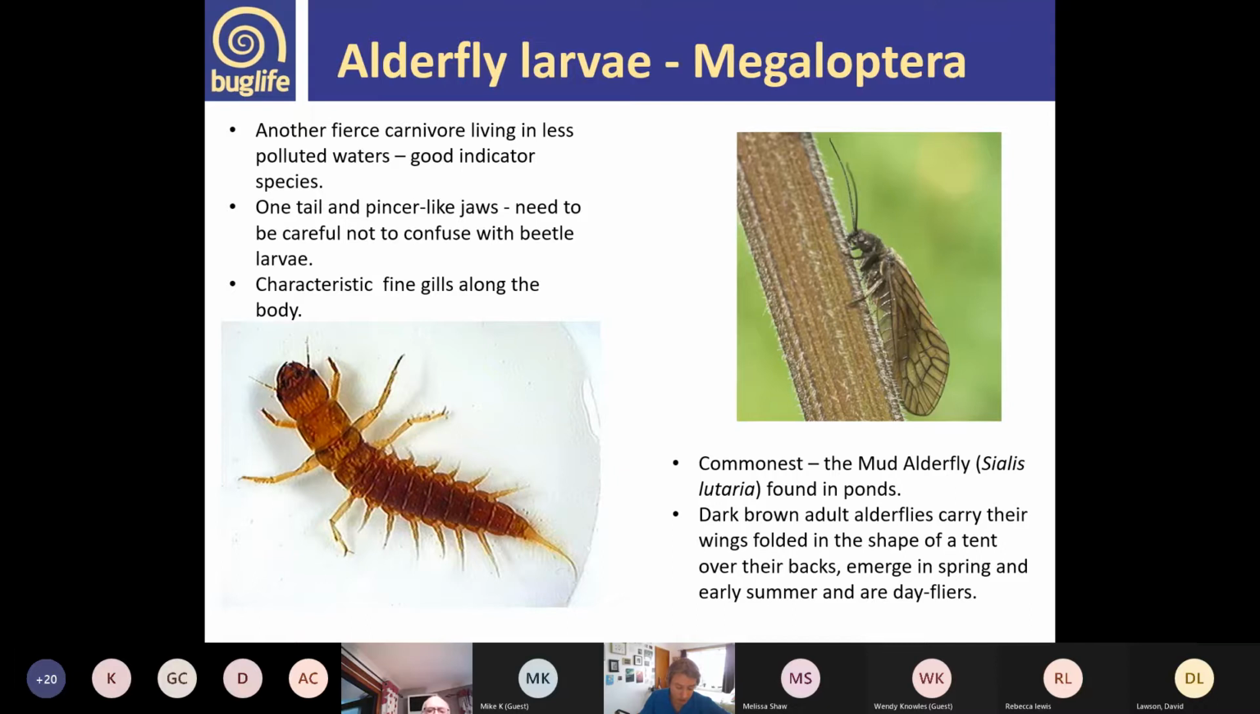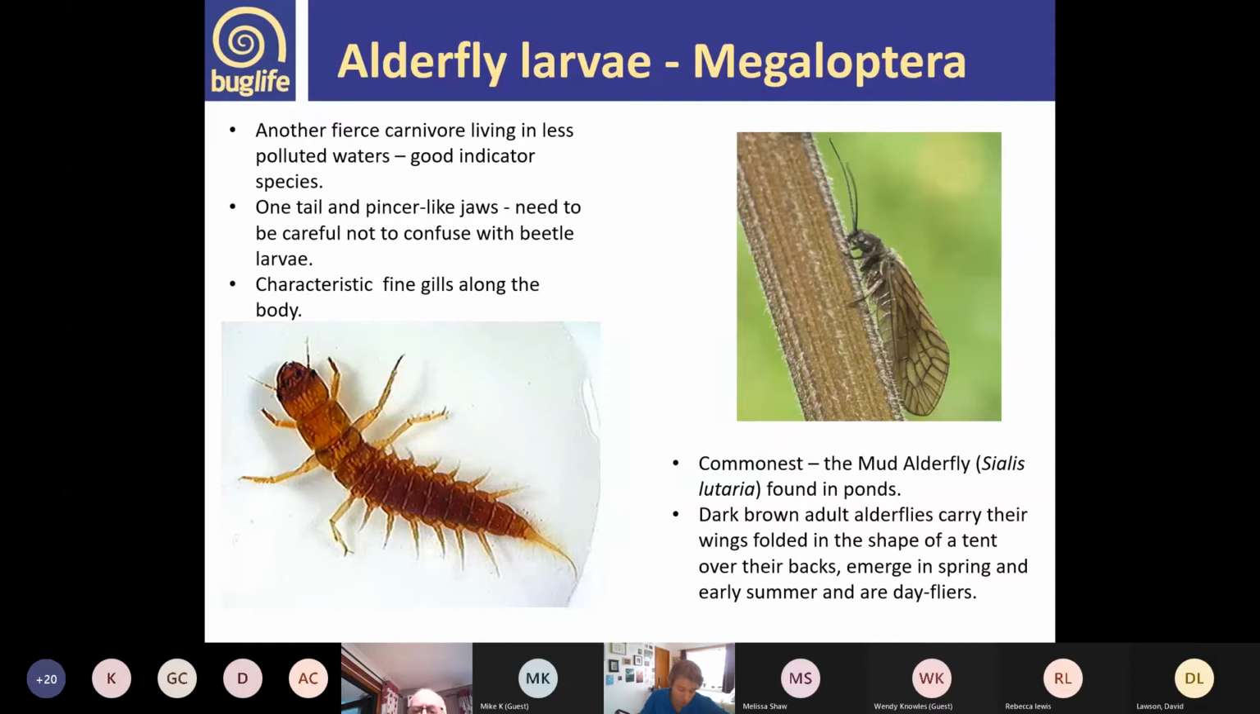They can easily be confused with some beetle larvae, but they have characteristically fine gills protruding from the sides of the abdomen. Most common of the alderfly larvae is the mud alderfly, which emerges as an adult in the spring and tends to fly during the day.